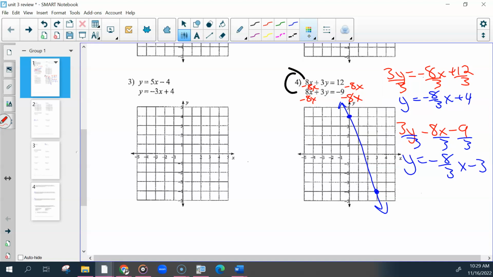And then the other one would start at -3, and we'd go up 8 and to the left 3. So these two lines would not intersect, so your solution would be no solution. Questions about that one?